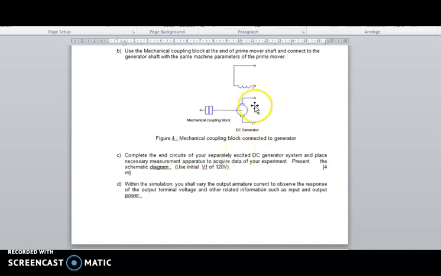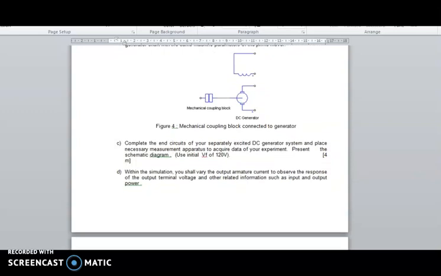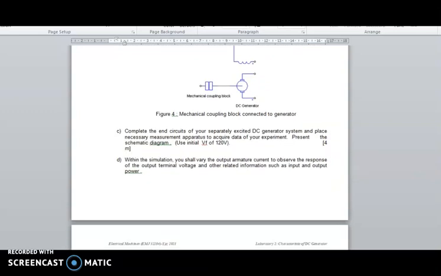Means that you can use open circuit to measure the open circuit voltage. Then you put in the resistance. Resistance to represent, based on your calculation, how much you want to absorb from the motor. So that's the resistance you will have to put at the circuit. So complete the end circuit of your separately excited DC generator system.